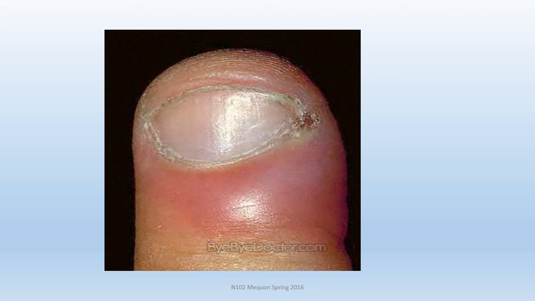Now it's time to look at some pictures of nails. Nails are really interesting. You can tell a lot about a patient's health status by looking at their nails. In this picture, you have a condition known as paronychia, and this refers to an infection of the skin surrounding a nail. This patient probably was biting or picking at their nails, which caused this.